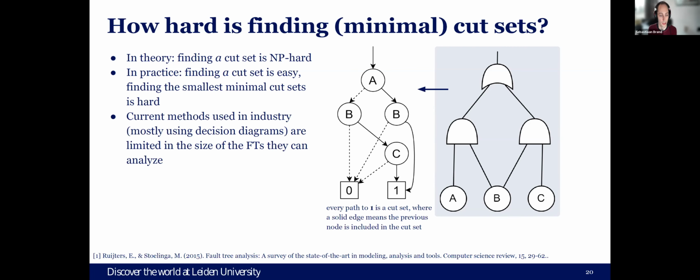Current methods which are used in industry are limited in the size of fault trees they can handle. Most industry methods are using decision diagrams, which I don't want to go into too much detail about how they work, but basically you take this fault tree, which is some graph structure, and you generate a different graph structure, which is called a decision diagram. And from this decision diagram, you can read out all the cut sets fairly straightforwardly. But the drawback is that in the worst case, this decision diagram becomes exponentially large in the number of basic events of this fault tree, which means you need to have an exponentially large data structure in memory.